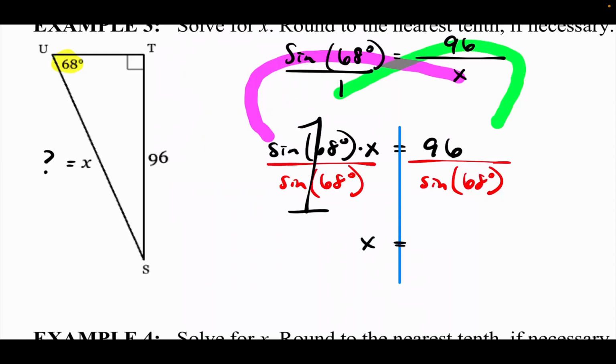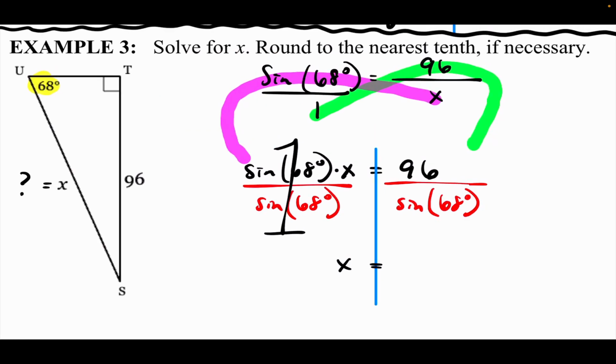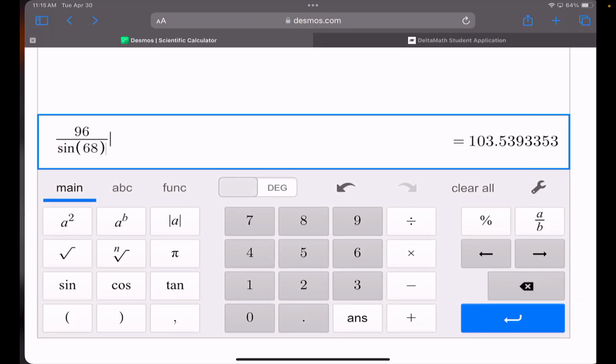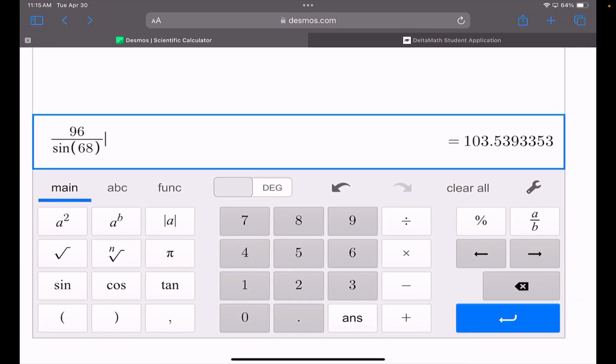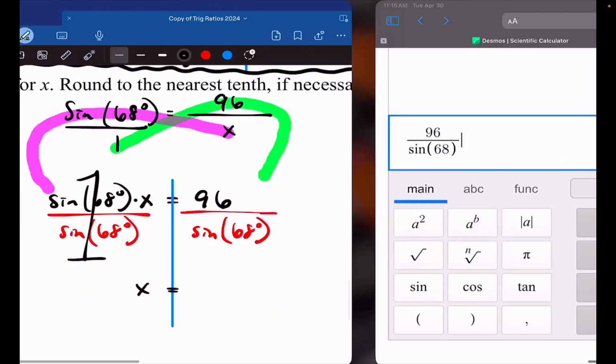Round to the nearest tenth, they said, nearest tenth. Okay, so the 5 is in the tenth spot. 5 is in the tenth spot. So I could stay at 5 or I could go up to 6. Well, the 3 says stay at 5. So 103.5.